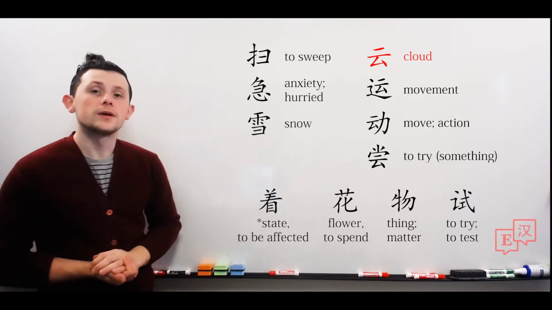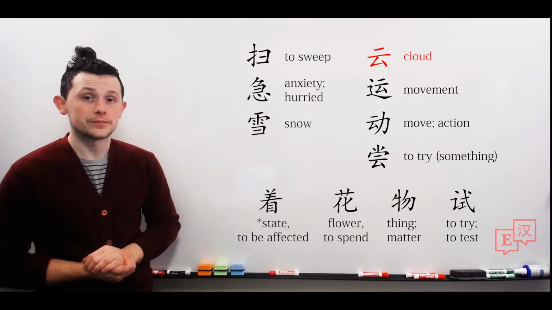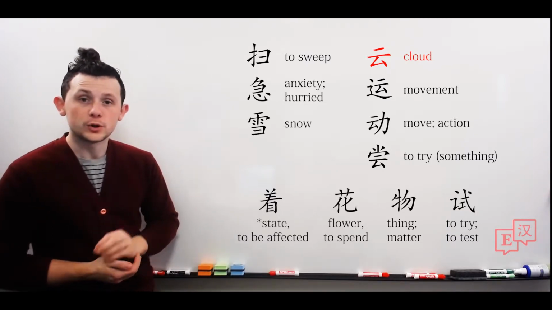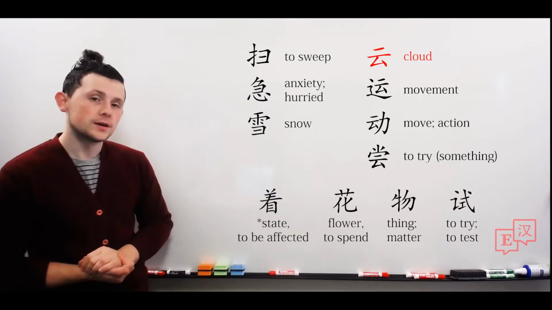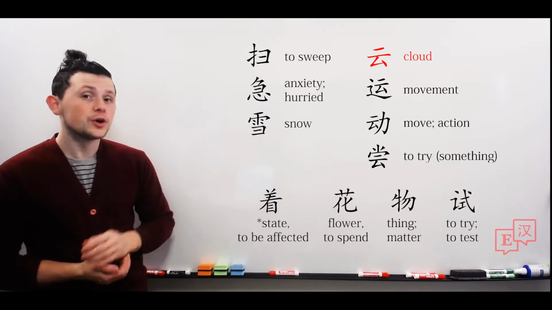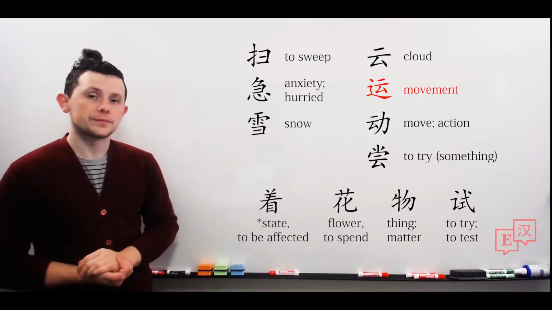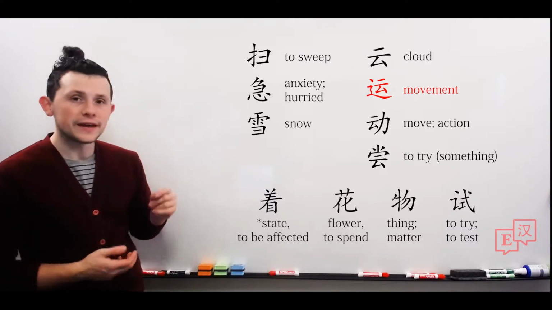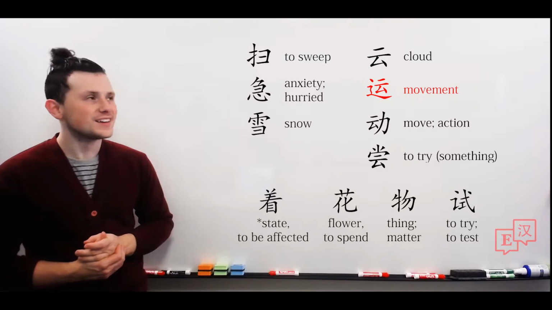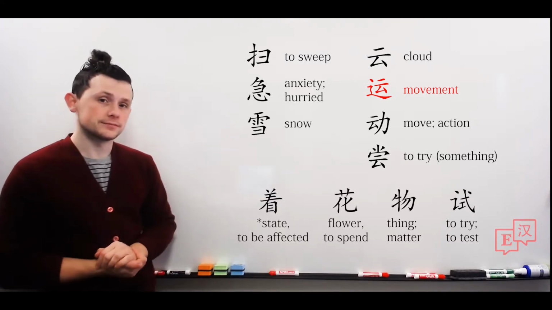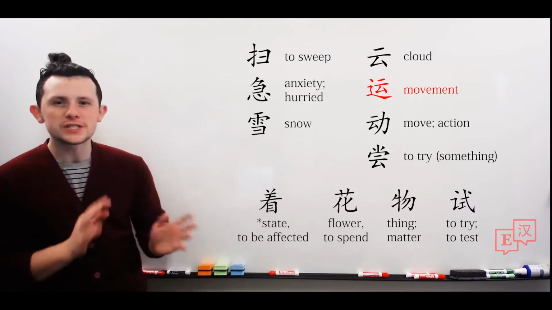云, meaning cloud. So it's a two with si, private under. Yun. Our next character, yun. Yun. So cloud and then to walk or to move. This character means movement or action, and it'll often be associated with sports.